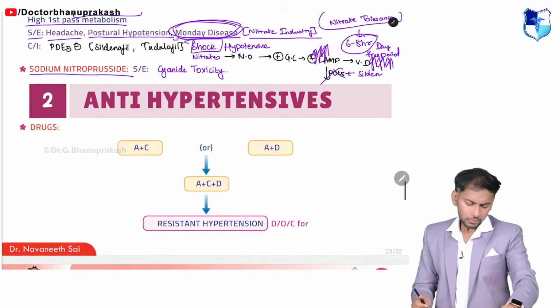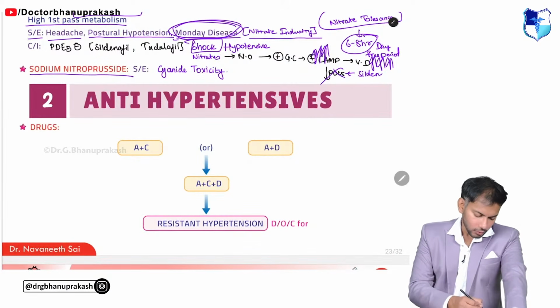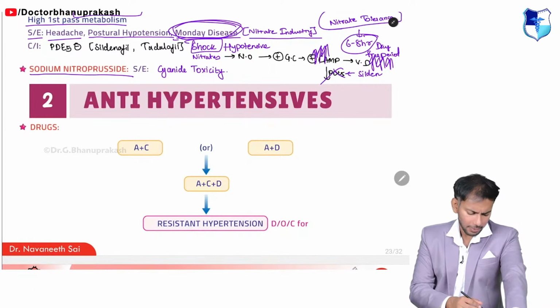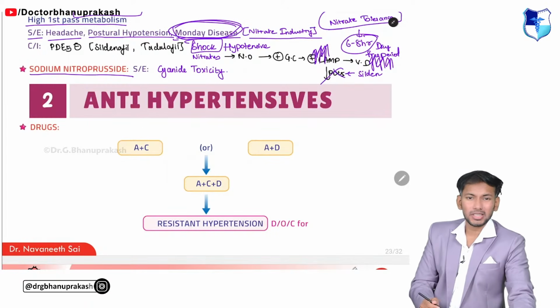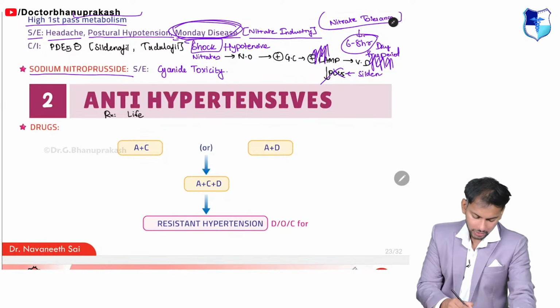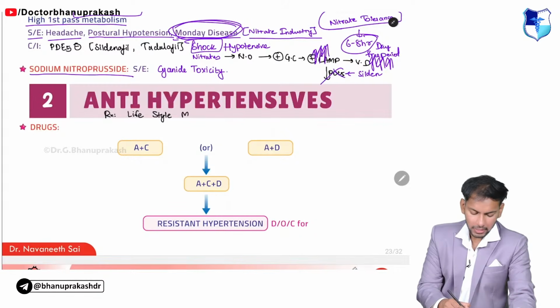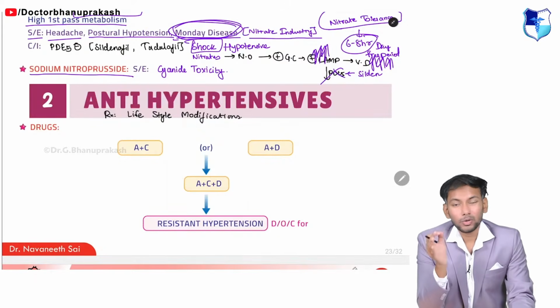Okay. Now coming to the second chapter, this is anti-hypertensives. So when a person is having hypertension, how will you treat this hypertension? You tell me. First, for the treatment, you should ask him for lifestyle modifications: diet, exercise for at least 3 months, and when there is no improvement, then you'll go for the drugs.